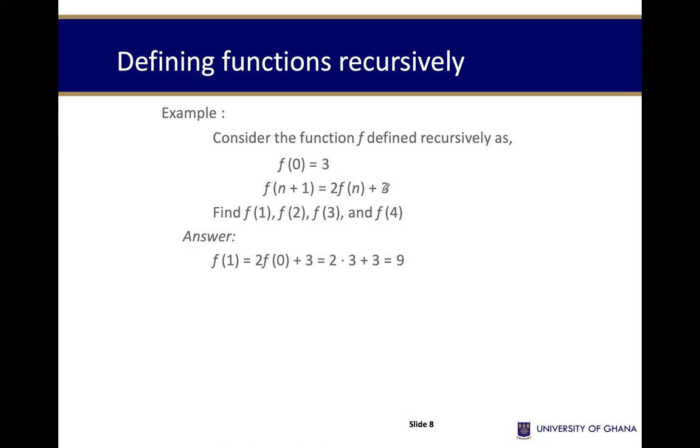Now, once you're able to do this, it's easy to get f of 2. For f of 2, you need to make n equal to 1. So if n is equal to 1, that is going to give you f of 1 plus 1. That's giving us f of 2 to be equal to 2 f of 1 plus 3. So at the end, we are going to have f of 2 equal to 2 f of 1 plus 3, which is equal to 2 times 9 plus 3. That'll give us 21. And I'm sure that's what some of you had. Did you all get 21?